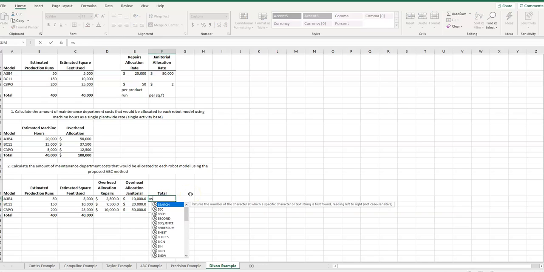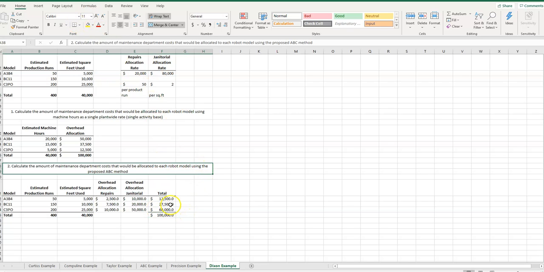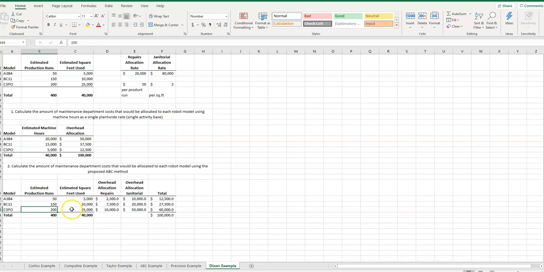Once we've applied the overhead for each activity, then we can total the amount of overhead that each robot line is given, allocating our total $100,000 in maintenance costs. As we can see here, we flip the amount of overhead applied to our A3B4 and our C3PO model. So using the activity-based system, we can see that the C3PO model uses more resources than any other model.